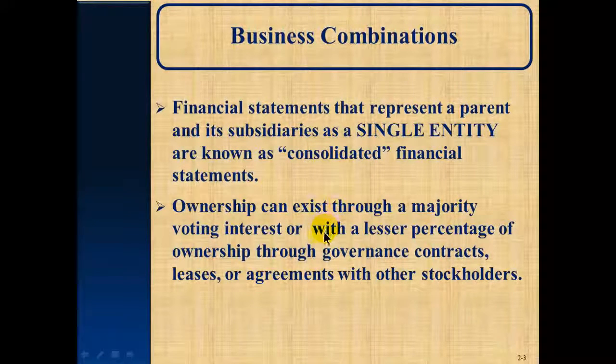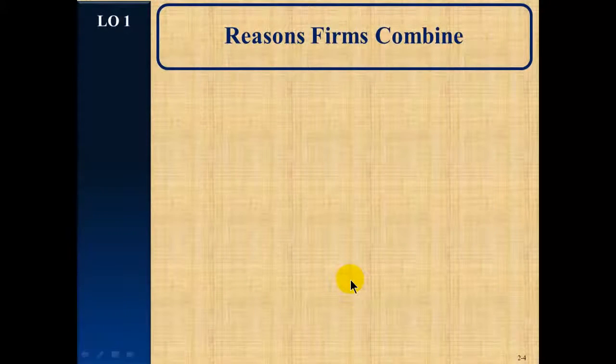Now, but know this, it is not always that percentage that dictates the need to do a combination. You can have a contractual relationship or lease agreements or any other kind of legal binding document or agreement that indicates that you, as the investor or the parent, we'll call it that, have a control situation over another company.